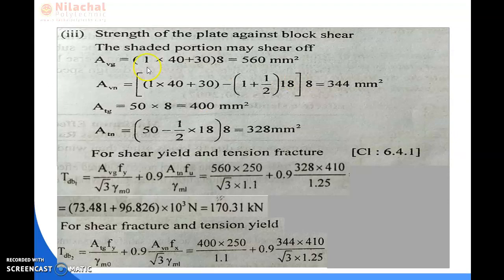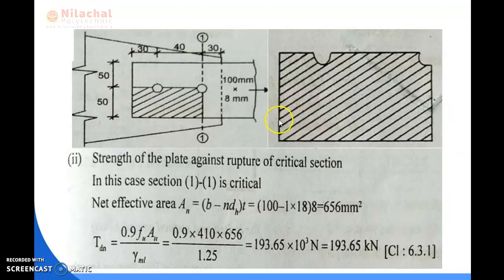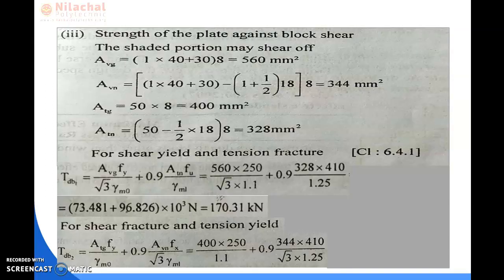So now assume that the horizontal portion, that means this portion, is detected as V and the vertical portion of this block shear portion is detected as T. So now in the horizontal portion, the AVG and AVN calculation is there, and similarly in this vertical portion, that means along the T line, we will calculate the ATG and ATN values.